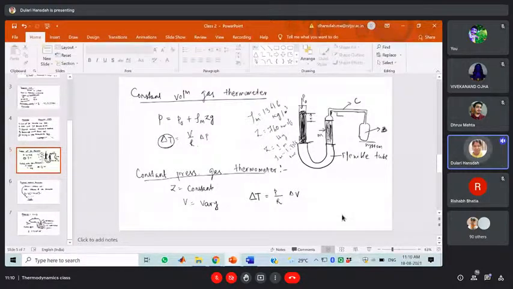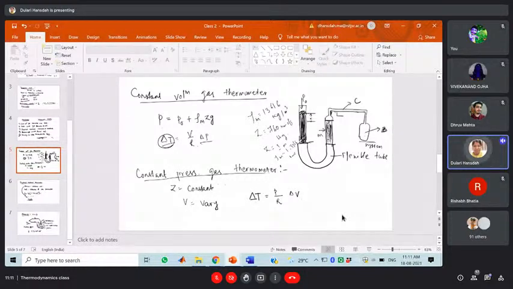Okay, so what will happen in this case? We will measure and calculate that pressure, then we will write the ideal gas equation. So this is the relation: delta T is equal to V by R times delta P. Here you can see that temperature will change with respect to pressure, and this is a linear variation. So from here you can get the temperature.